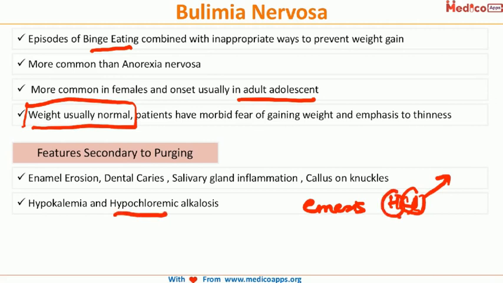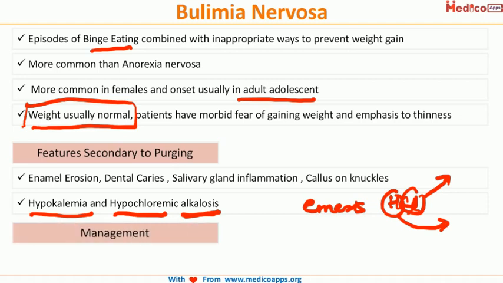Because hydrogen ion is getting out of the body, we have reduced hydrogen ion, so alkalosis will be there. And also because potassium is going out of the body, hypokalemia will be there. So hypokalemic hypochloremic alkalosis is seen as a feature secondary to purging.